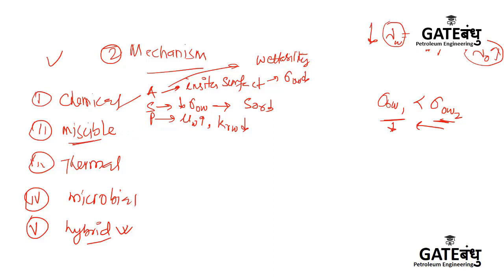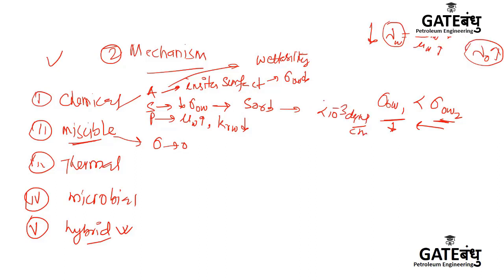In miscible, in layman's terms, what we can understand is it tries to bring the surface tension close to zero. In surfactant flooding, today it reaches less than 10 to the power minus 3 dyne per centimeter. This is called ultra low surface tension. But in miscible condition, it tries to actually reach a surface tension close to zero.